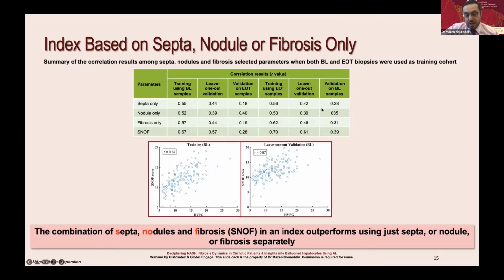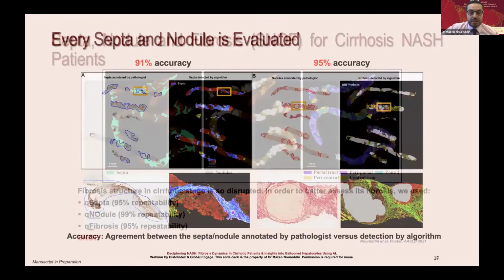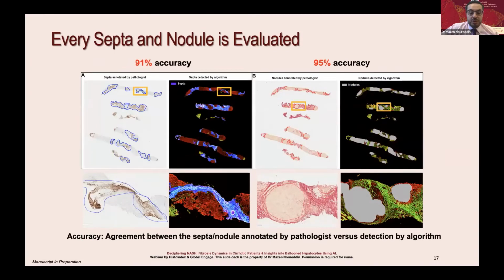And here we said, in future validation studies, we can give away transjugular liver biopsy and use such a score. And one nice thing about this score is that we found that the repeatability of the septa, nodules, and fibrosis are all above 95%. Indeed, the agreement between the septa and nodule annotations by pathologists versus by the algorithm was 91 to 95%.